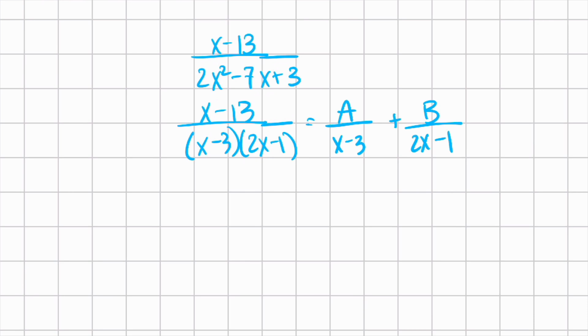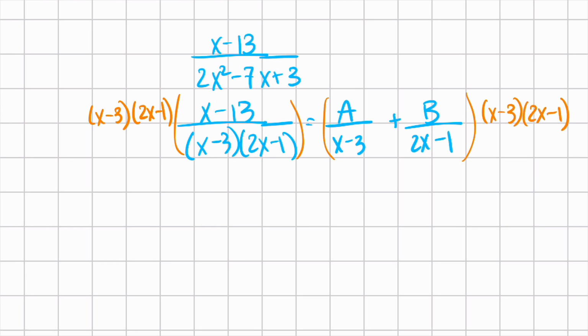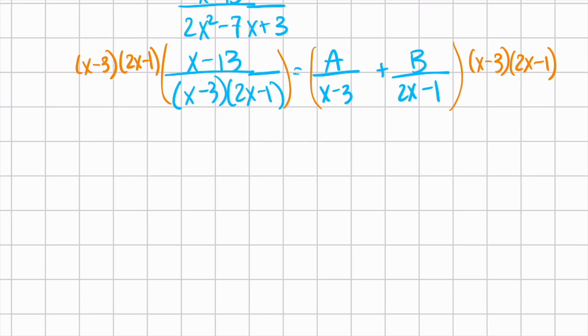The rest of this is we want to isolate A and B. So to do that, I'm going to start by getting rid of our denominators. We're going to do that by multiplying both sides of the equation by x minus 3 times 2x minus 1. That gives us x minus 13 on the left. On the right, that gives us A times 2x minus 1 plus B times x minus 3.